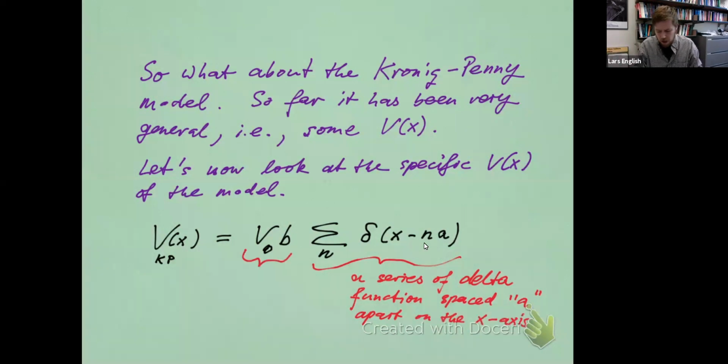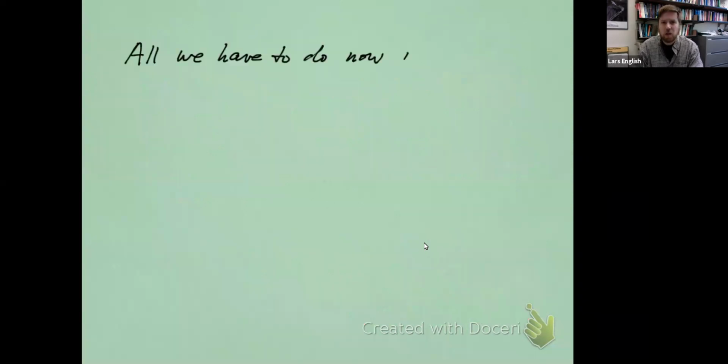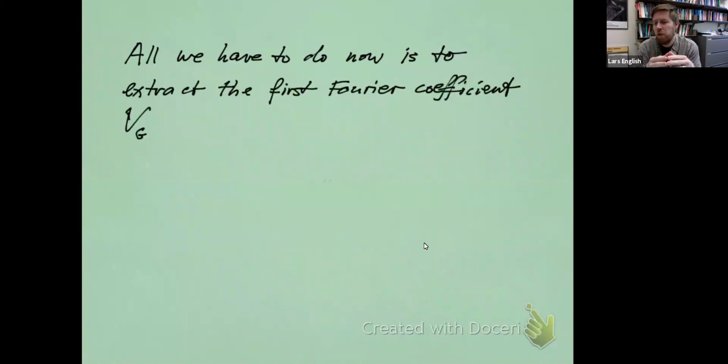And then the prefactor is just the strength of the delta function. When you talk about the strength of the delta function, it's the integral. The integral of the delta function itself is always one, but we want the integral to be V naught b, so we have to multiply that out front. Okay, and so now all we have to do is to basically extract the first Fourier coefficient from that particular V of x. We have now the V of x given in mathematical form, using the delta functions.